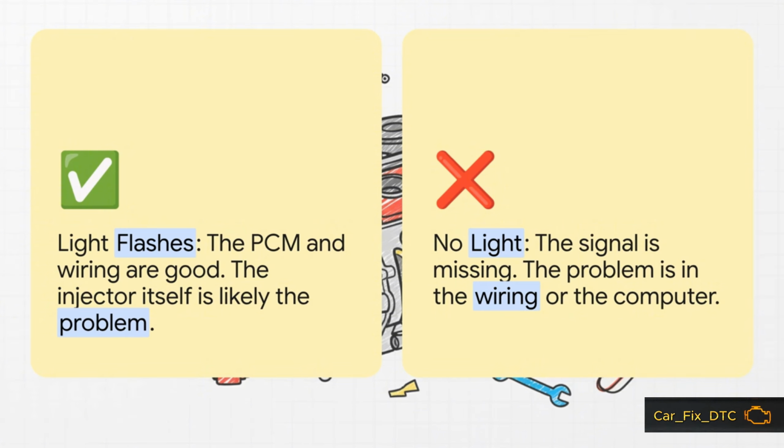When you have someone crank the engine, one of 2 things is going to happen. If that Noid light flashes, that is fantastic news. It means the computer is sending the signal and the wiring is good. The problem has to be the fuel injector itself. But if the light does not flash, that tells you the injector isn't even getting the message to fire. The problem is somewhere upstream, in the wiring, or in very rare cases, the computer.